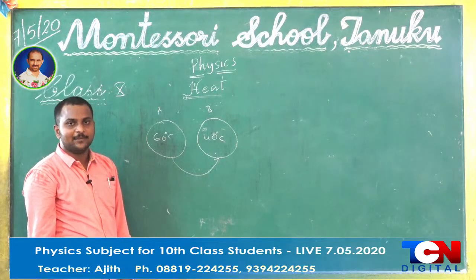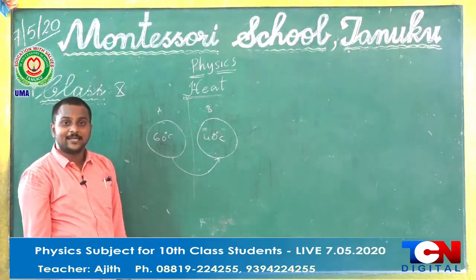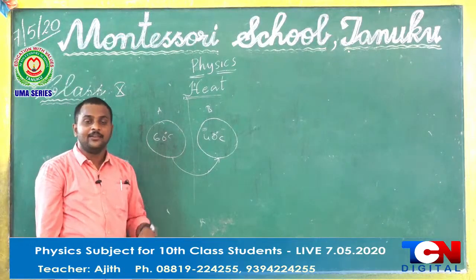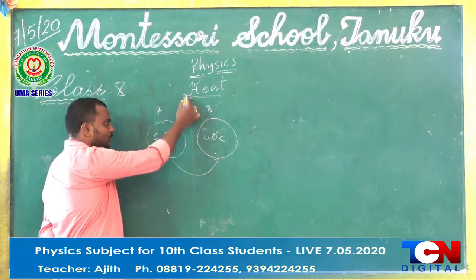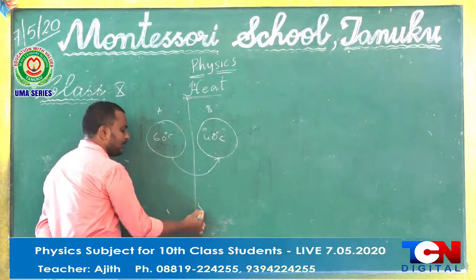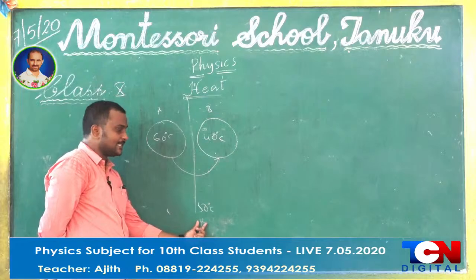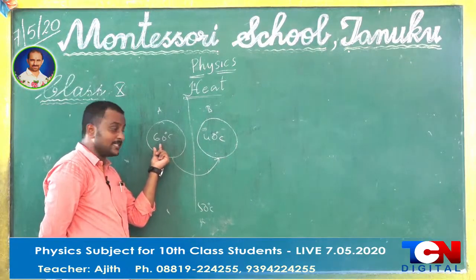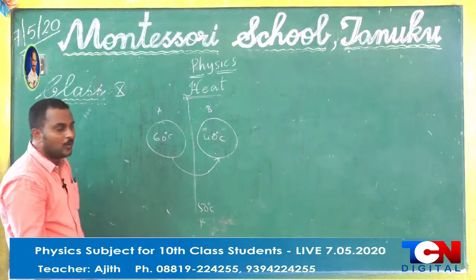Then they reach the same temperature. That point we call thermal equilibrium. It is the state of the body where it neither receives nor gives out heat energy. And from this we can say the thermal equilibrium will be at 50 degrees Celsius, because according to the principle of calorimetry mixtures, the net heat lost by the hot body is equal to the net heat gained by the cold body.